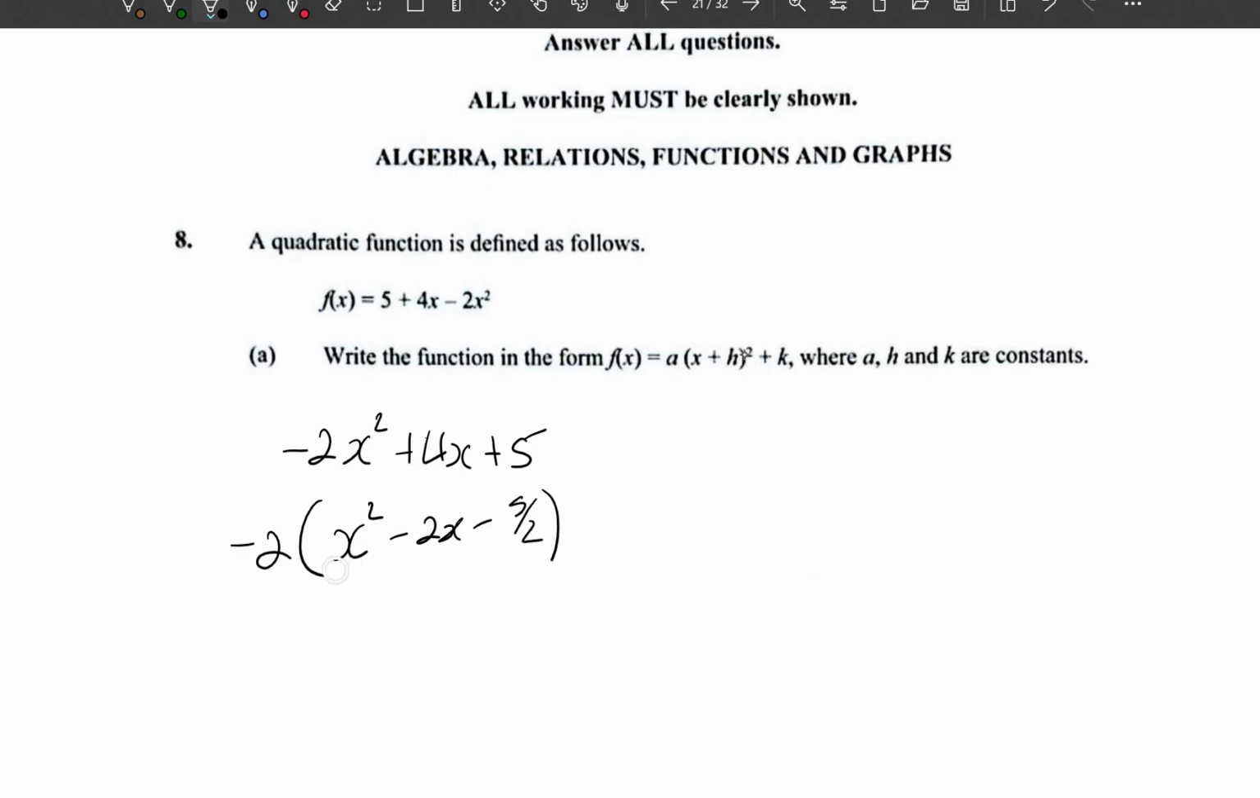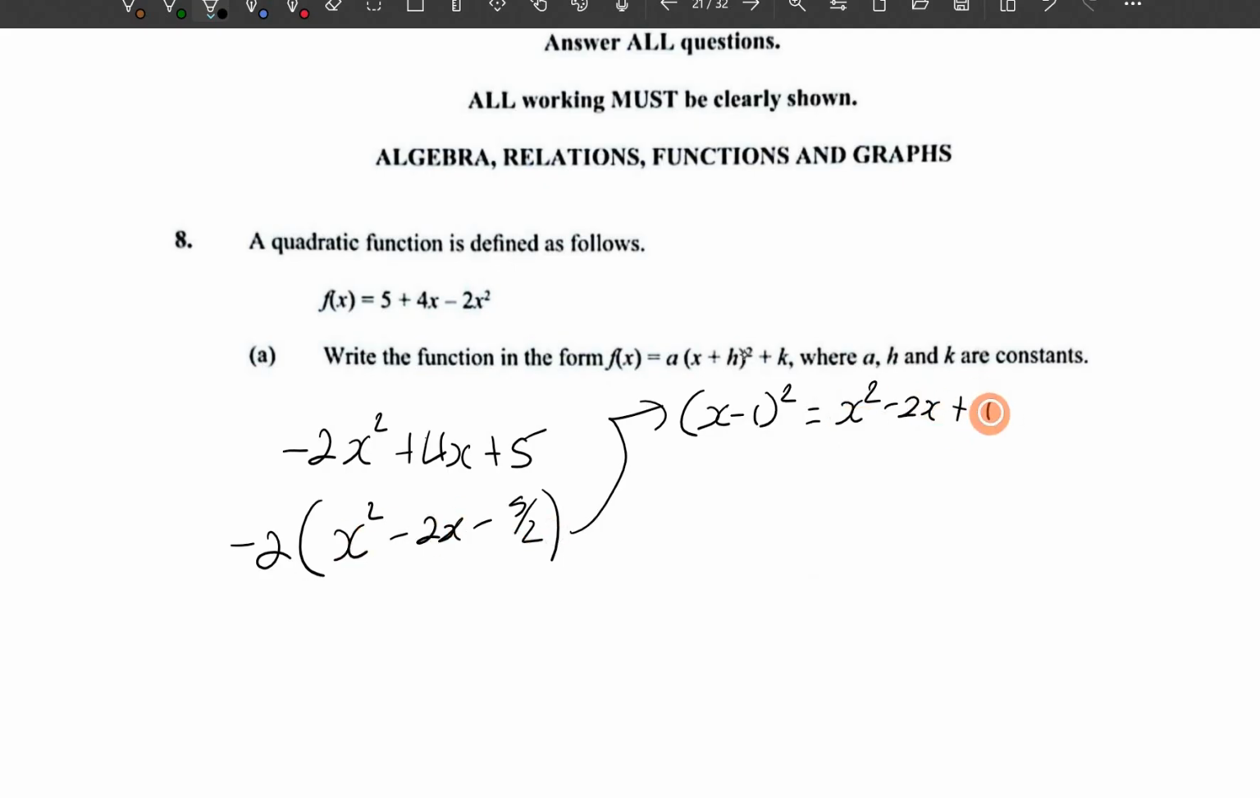Right, we then form the perfect square over this particular quadratic. The perfect square is going to be x minus 1 all squared. And when we expand this, what do we get? We get x squared minus 2x plus 1. Now, this and this has to be the same thing. Now, what do I have to do to this equation here to make it look like this?